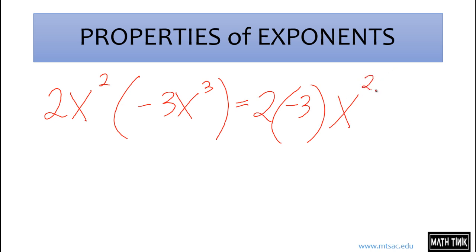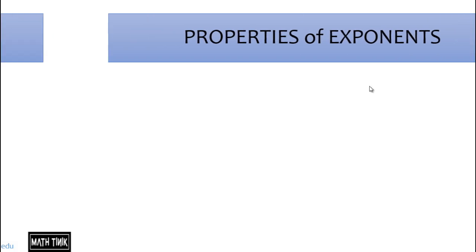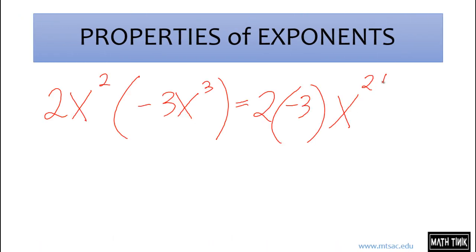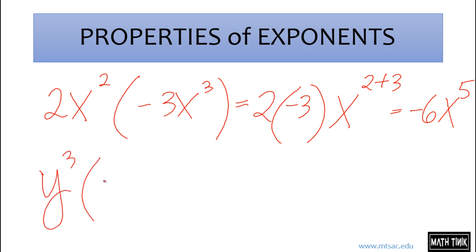So the first term, its exponent is 2. And the second term, its exponent is 3. And therefore, for our final answer, multiply negative 3 times 2, that's negative 6. Then x, add the exponents, raised to 5. So that's our answer. Another example is y raised to 3 and 2 times y.